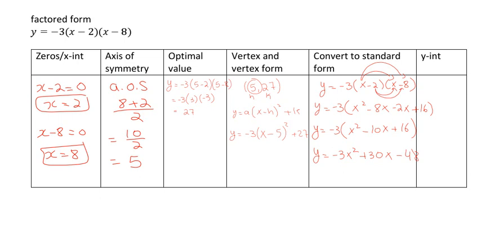Now the standard form tells me what? The y-intercept. And what's my intercept? Negative 48. That's my y-intercept. Okay? So the y-intercept is negative 48.